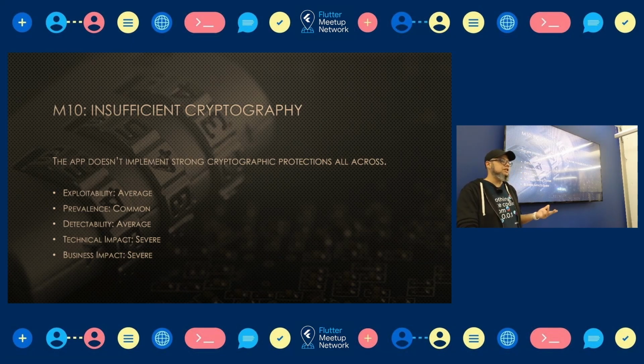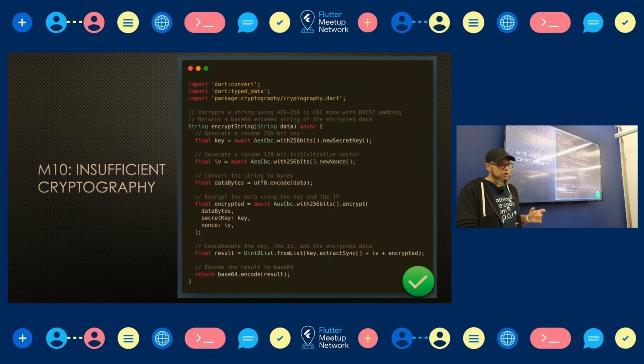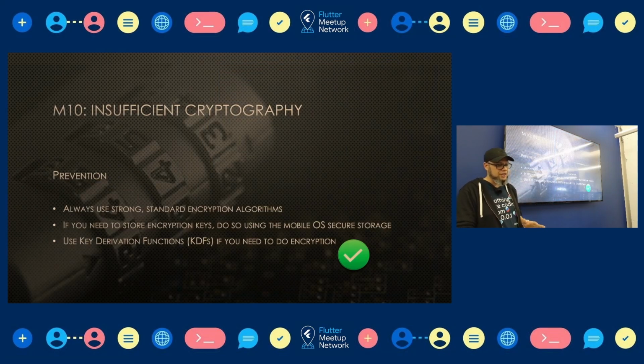This is simply when the app doesn't implement enough cryptographic protections. So basically, if you are saving, again, another stupid example but a real world example, any information on your device in a way that doesn't have the necessary encryption, it will trigger an M10. And the way to prevent it is to use packages like cryptography.dart to encrypt your data before storing it. And you shouldn't be storing it in a file or something. You should always try to store it in a database or something like that.